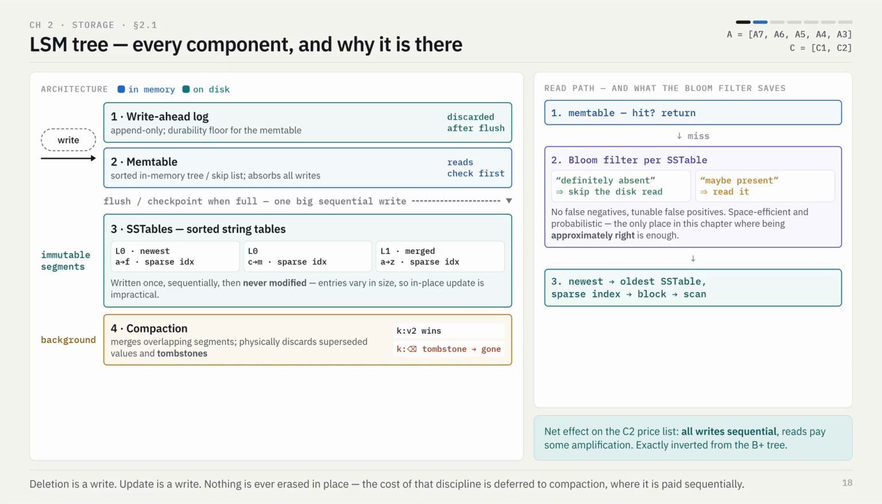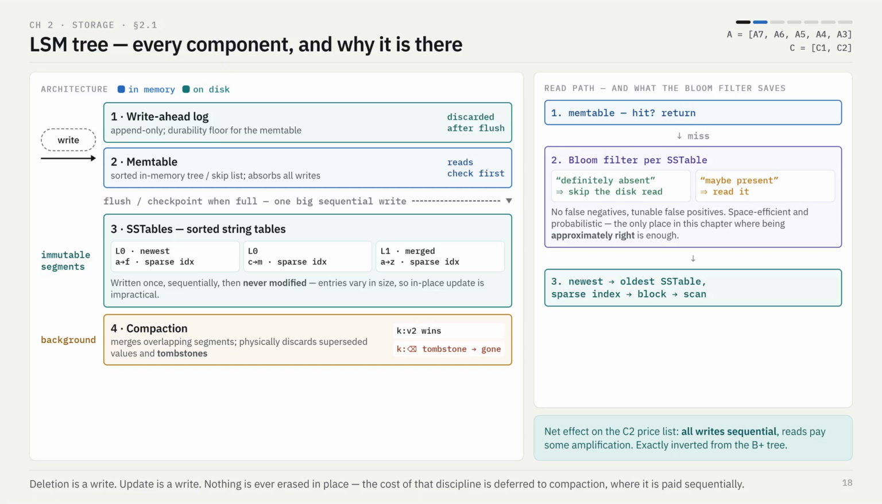And the Bloom filter is a probabilistic, space-efficient structure that determines, with no false negatives, though with a tunable rate of false positives, whether a key is definitely absent from a given SSTable. That lets the read path avoid unnecessary disk reads against segment files that cannot possibly contain the key. It's the one place in this chapter where being approximately right is good enough, and the asymmetry is what makes it safe. A "maybe present" costs you a read you might not have needed, while a "definitely absent" is never wrong.